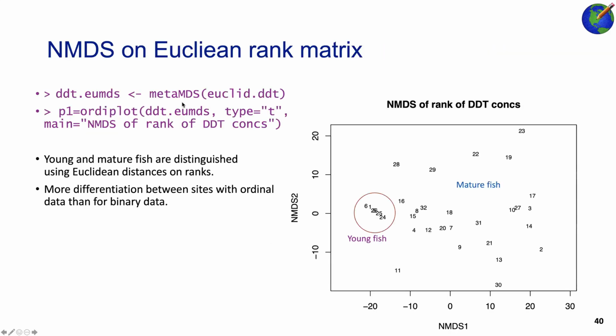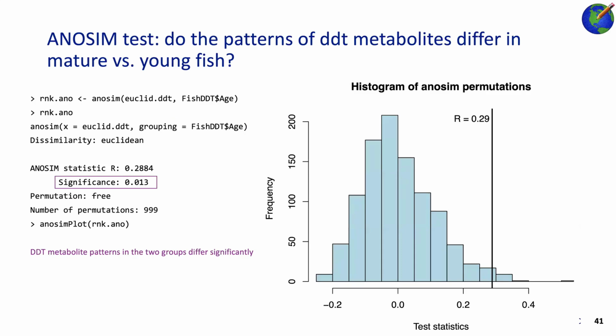And then the routine in NADA2 called meta-MDS does the non-metric multidimensional scaling for ranking procedures. And it puts the young fish again on this side and the mature fish over here. You can do tests. Are the young fish different than the older fish in terms of its pattern of the 6 metabolites or 6 variations of DDT?